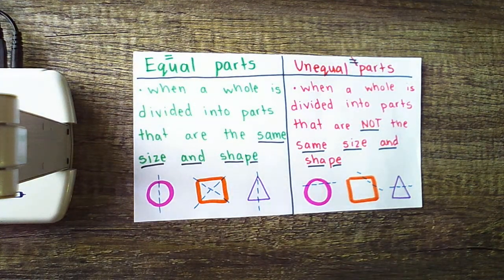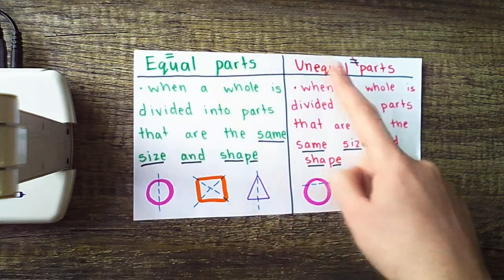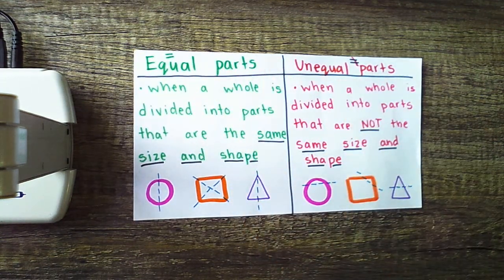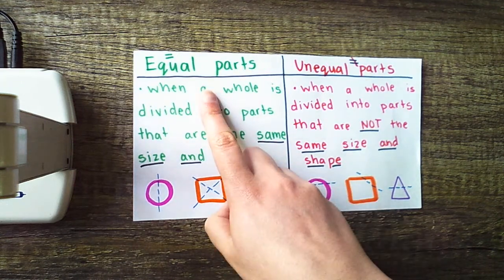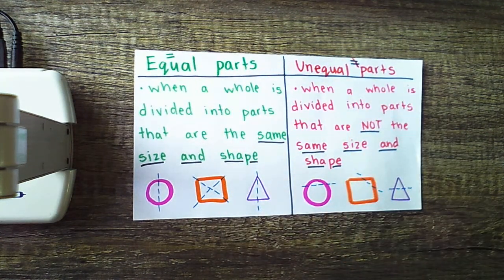What I want you to do, friends, is click below, and I want you to complete your Microsoft form where you're going to be asked to identify whether the way a shape is divided is in equal parts or unequal parts. And then I want you to see if you can go around the house or ask mom, dad, grandma, grandpa, whoever is helping make dinner tonight. Ask them about equal and unequal parts. Are they chopping up the celery into equal parts or unequal parts? Are they slicing up the meat into equal parts or unequal parts? See if you can find some of these examples in real life around your house.